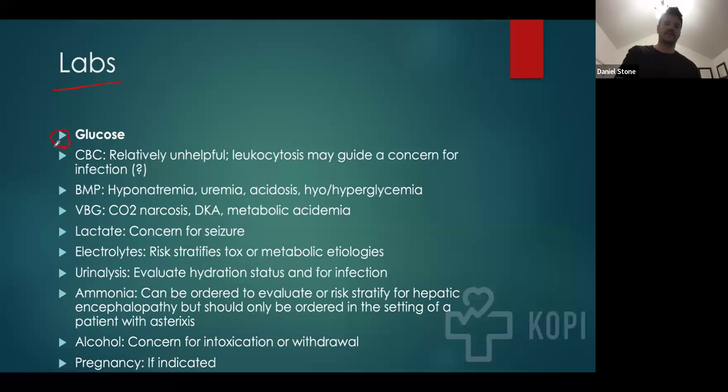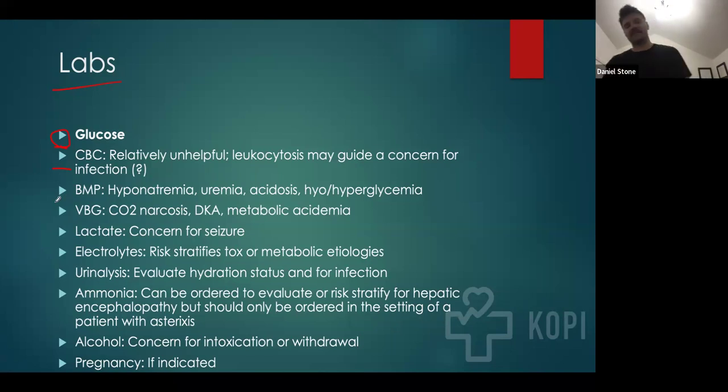The most important is glucose, just because we can so easily do it at the bedside. Make sure that you get a glucose immediately after you're evaluating the patient's altered mental status. Airway, breathing, circulation, glucose. Those are like A, B, C, D, G. CBCs are generally not very helpful. I know that every patient gets a CBC, but it's generally not very helpful.